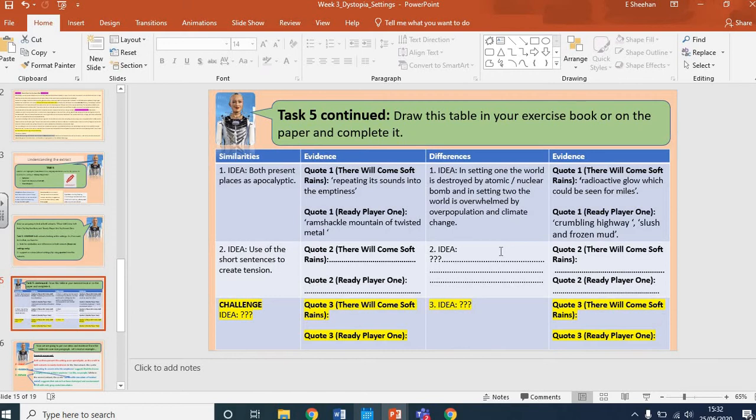And then if you're feeling like you want to have a go at the challenge, try and find another set where you would come up with your own similarities idea and find the corresponding quotes, and your own differences idea and find those corresponding quotes. That should probably take a good half an hour to 40 minutes.